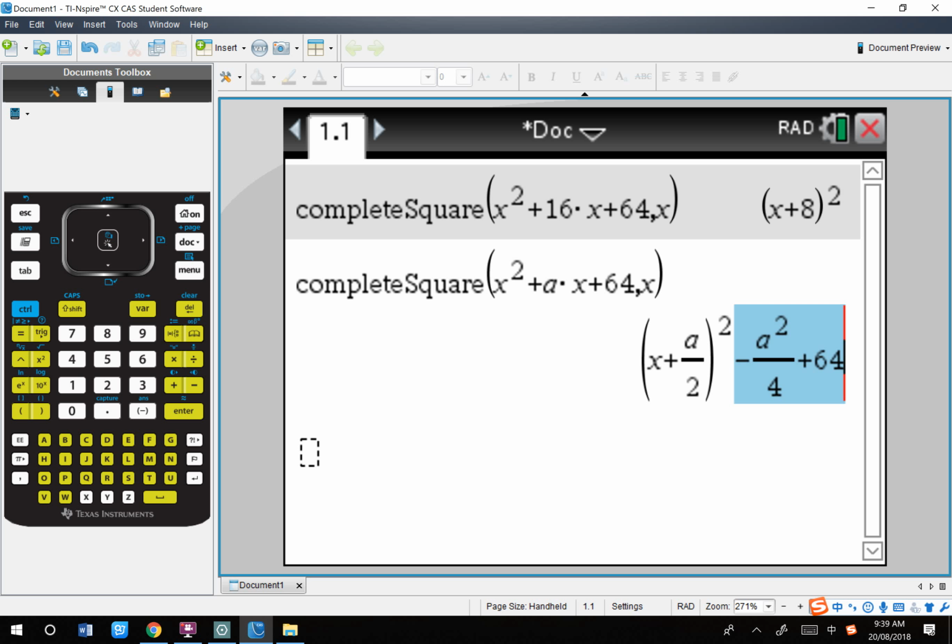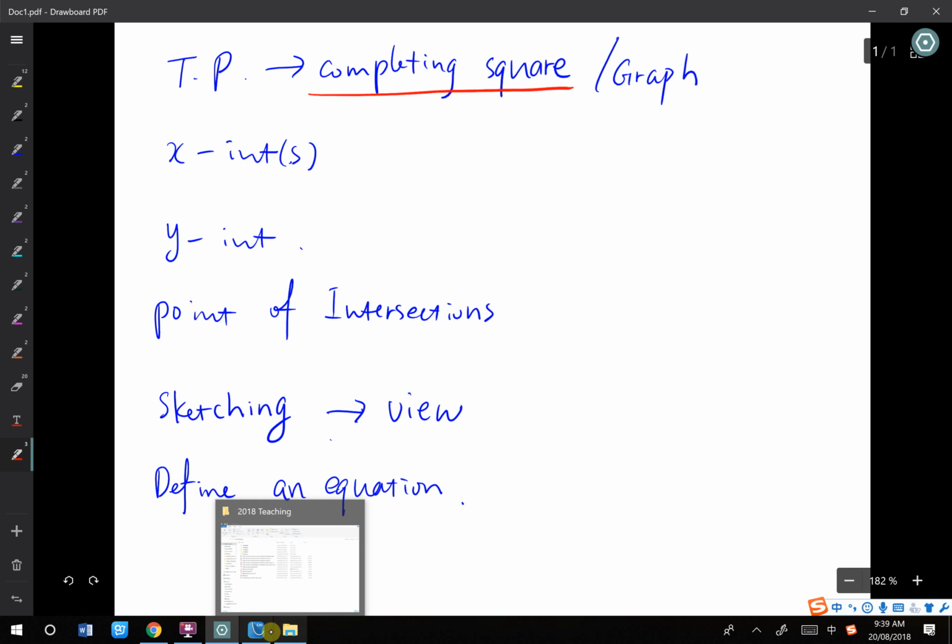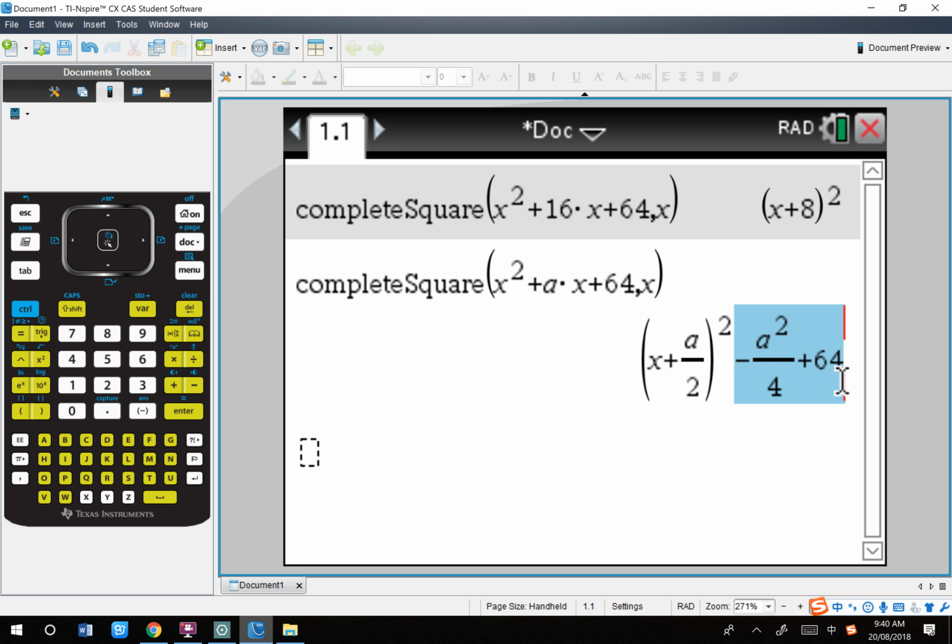What else I will have is just tick what I have. I have done this one, completing the square by finding the turning point. Now I want to find the x-intercept. Before I find the x-intercept, what I want to do is teach you how to define a function.